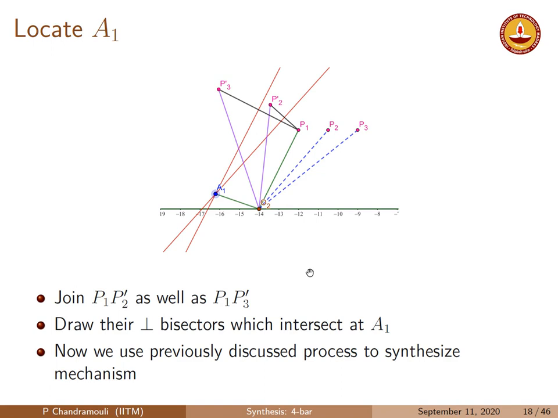Now, in order to find the other floating pivot, we follow the process that I had outlined in the previous lecture. Here we initially locate where A1 is going to be. Earlier we had chosen A1 arbitrarily, and then we started off the design. Here we are going to demand timing, which means from 1 to 2 the crank rotates by a certain amount, and from 2 to 3 it rotates by a certain amount, which is what we mean by timing. Once we locate that A1, we follow the same process that I outlined in the previous lecture, and we will get the path generation done for P1, P2, P3.